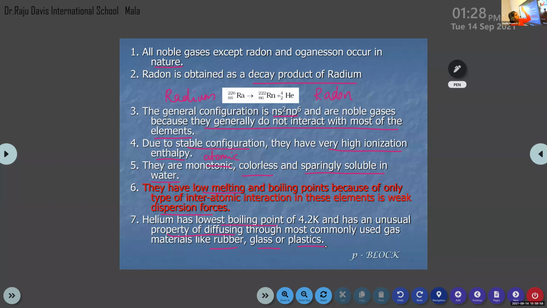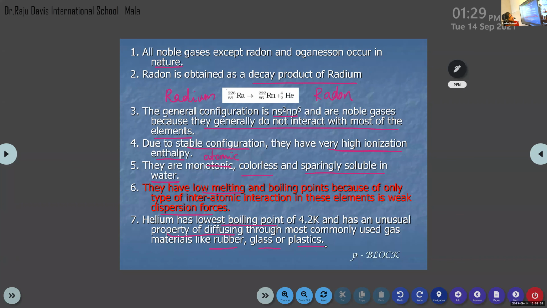What is diffusion? Movement from higher concentration to lower concentration, right? So here the molecules of helium gas will move from higher concentration of helium to lower concentration of helium through commonly used materials like rubber, glass, or plastics. So these are certain physical properties of group 18. They are known as noble gases or inert gases.